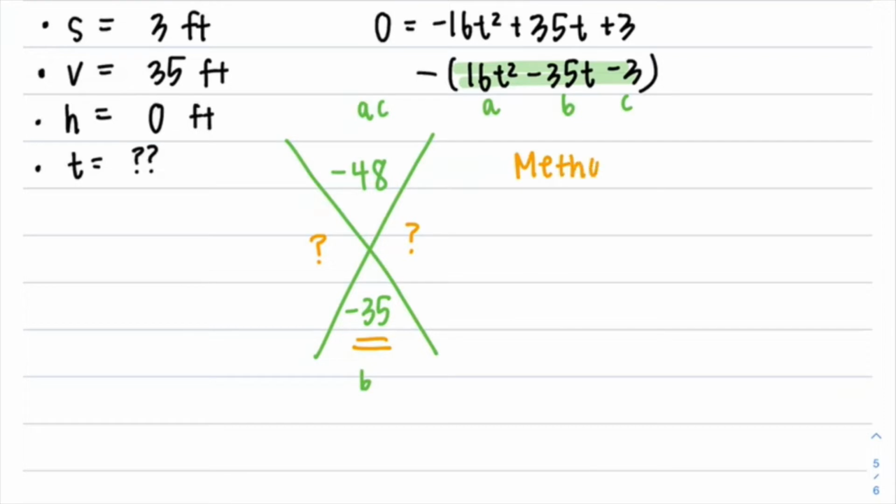So methods include 1, factoring, and then 2, graphing.